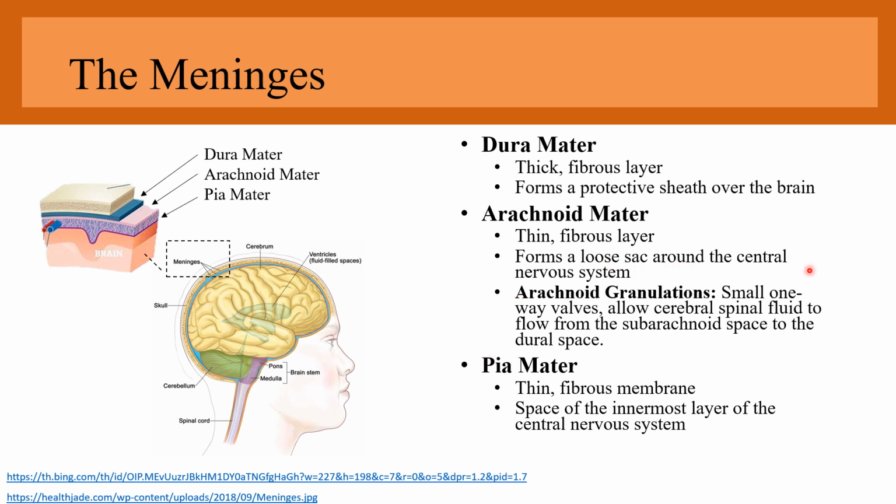Now, another term we have mentioned here is arachnoid granulations, which we'll see better on the next slide, but they can be found in the subarachnoid space right here. They are small one-way valves that allow cerebrospinal fluid to flow from the subarachnoid space to the dural space, and we'll see why that's important in this next slide.